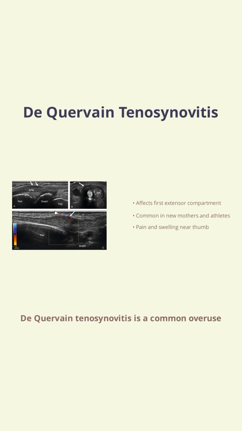De Quervain's tenosynovitis is a common overuse injury affecting the first dorsal extensor compartment, specifically the abductor pollicis longus and extensor pollicis brevis tendons. It often occurs in new mothers, athletes, or anyone performing repetitive thumb movements. Symptoms include pain on the thumb side of the wrist, swelling, and difficulty moving the thumb. Diagnosis is usually clinical, but imaging can confirm thickening of the retinaculum and tendon sheath, as well as fluid accumulation.